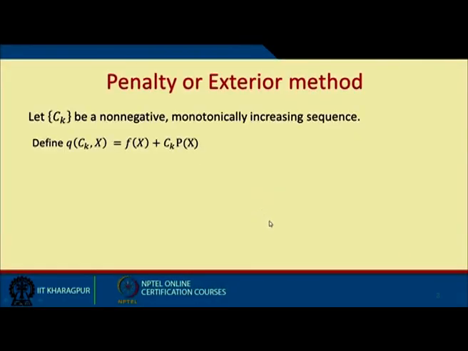Now, if I formalize the penalty function method, I can say that Ck is a non-negative monotonically increasing sequence, that is, we are talking about the constant C. If we define q as a function of Ck and x, here the index k is for the iteration number. For the exterior penalty function method, from the name it is very clear that we have to start from outside of the feasible space. That is why k should be a very low value.